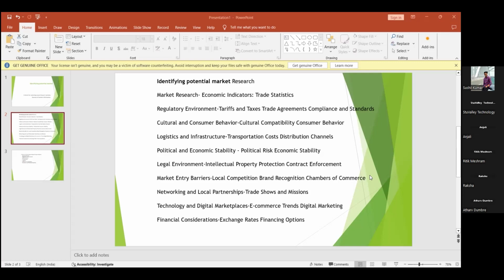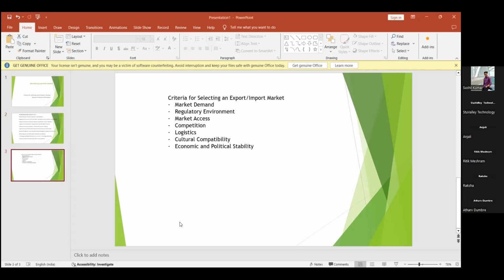Yes, ma'am. Okay. Next we'll move to the next one. What are the criteria for selecting the market, that is, the import export market? As I gave an example, one example was the European market. I would like to tell you all what the criteria are for selecting an export or import market. First is the market demand. As I said, we have to search what the demand will be, as I gave you the example of the European market. So in this way, there are different things we have to keep in mind.